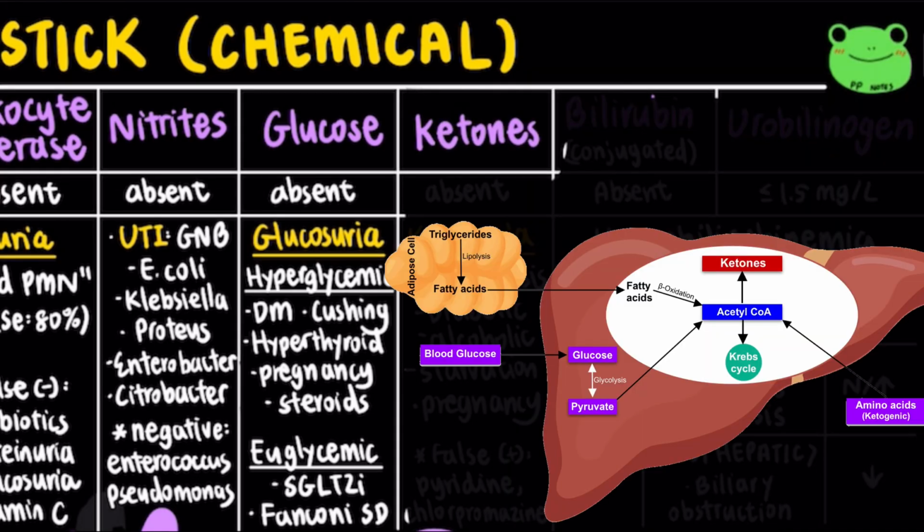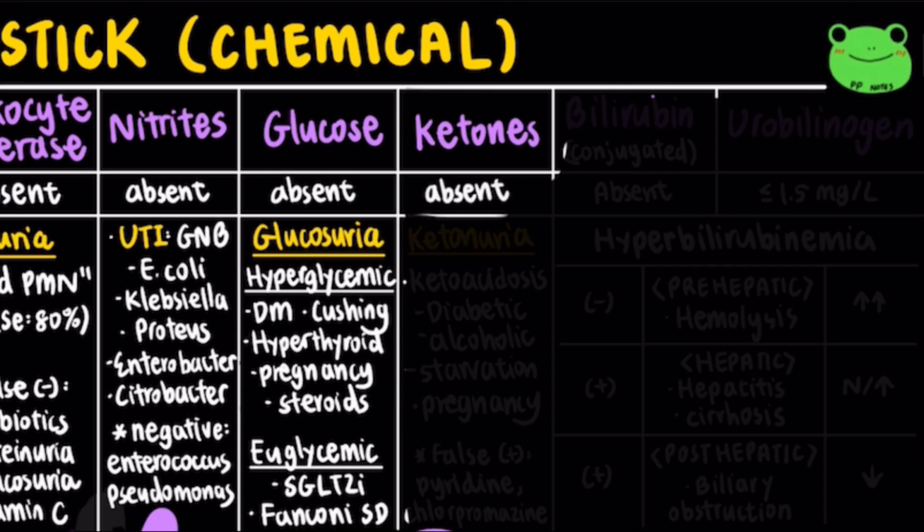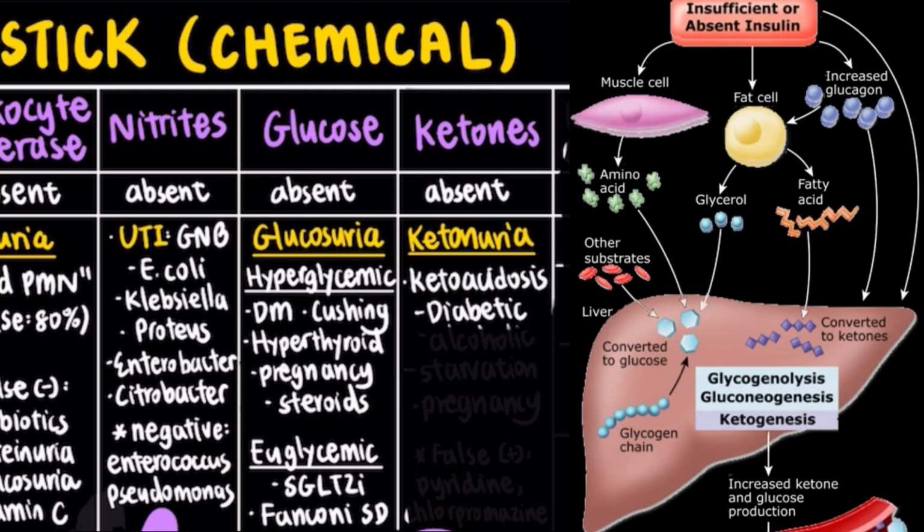Now let's talk about ketones in the urine. Ketones are chemicals your body produces when it breaks down fat for energy, usually because it doesn't have enough available glucose. When ketones show up in the urine, we call that ketonuria. The most important causes involve ketoacidosis, which includes diabetic ketoacidosis or DKA, where a lack of insulin leads to uncontrolled fat breakdown and massive ketone production.